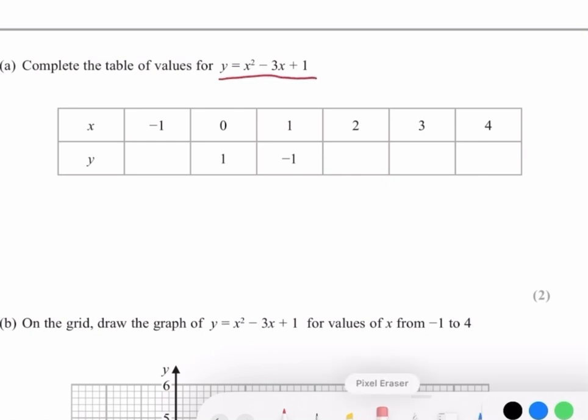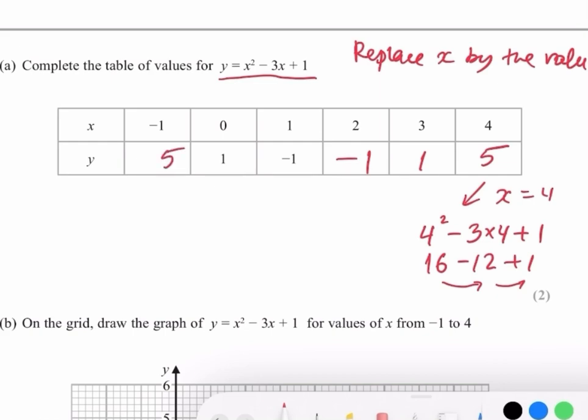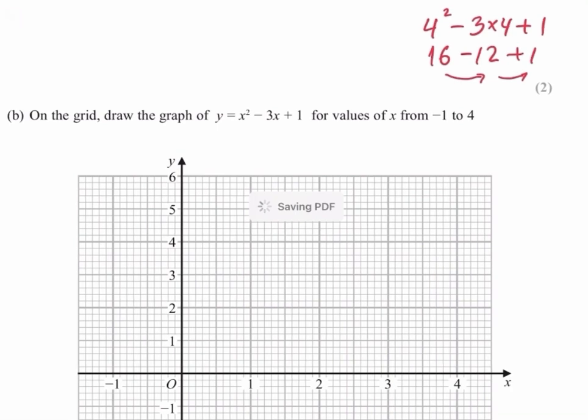So here, guys, we have a quadratic equation because you've got x squared as one of the terms. So when you draw that on the grid, it will look like a curve, like a U shape. So what we're doing here to work out the missing values for y, we're going to do substitution. Replace x by one number at a time. I'm doing it for 4. X equals 4. So 4 squared minus 3 times 4 plus 1. Okay, let's do it step by step. Squaring, multiplying, adding 1. And do it for every number one at a time.